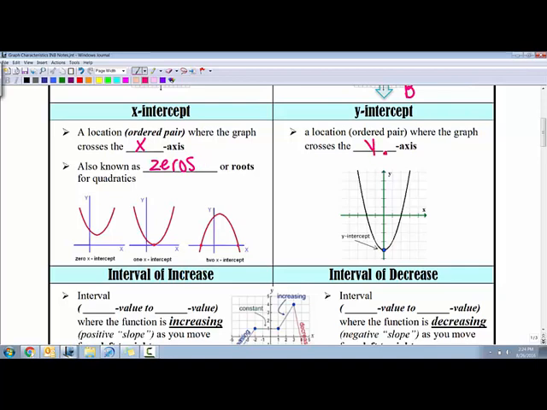Y-intercept, it's a location, and it is on the y-axis. Very good. It has to cross that y-axis. So these pictures are really, really great. They point right to what we're looking for. So when you can use this on a test or the final, you'll be able to use those visuals on them.